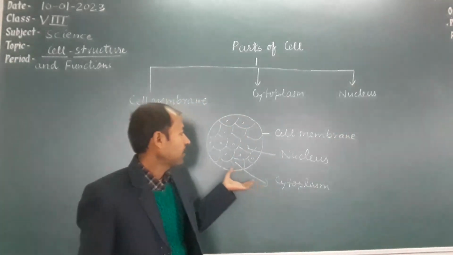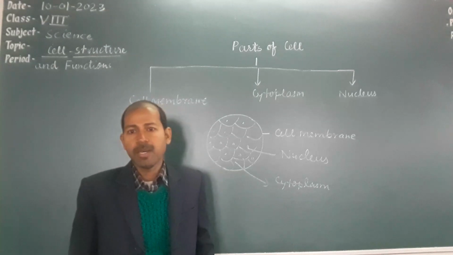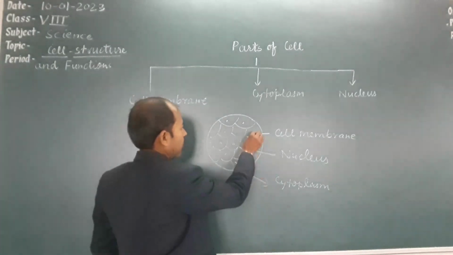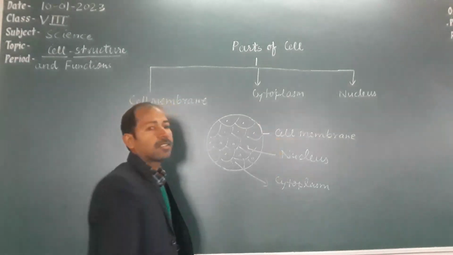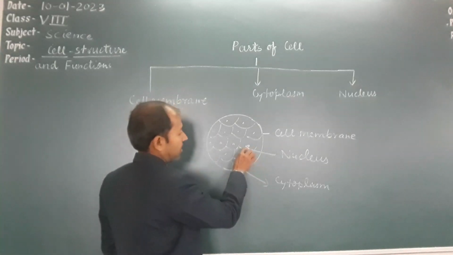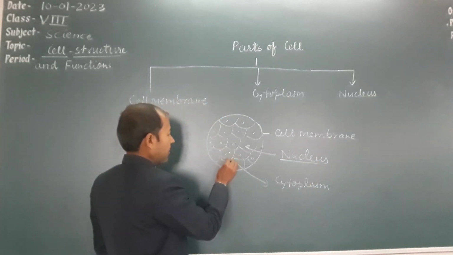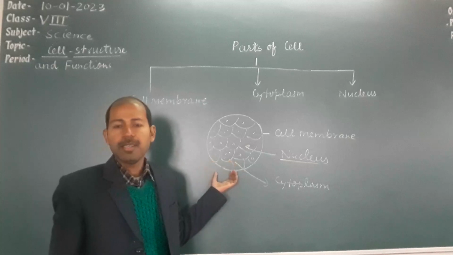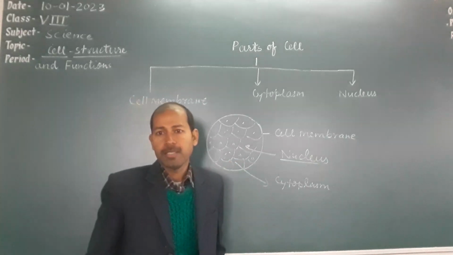So I will discuss all the parts of the cell one by one. In this structure, you see that the outer part is called the cell membrane, and the rounded part here is the nucleus, and there is a jelly-like substance which is filled in all types of cell, that is called cytoplasm.